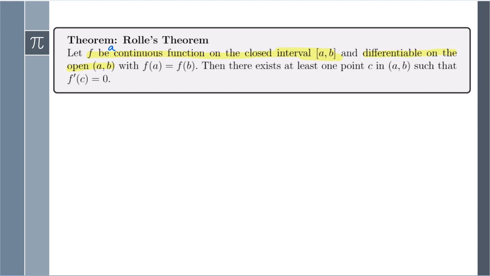And the third condition is f(a) equals f(b), which means the value of the function at a equals the value of the function at b, or the height of the function at a equals the height at b. Now, if all three conditions are satisfied, then there exists at least one point c in the open interval (a, b), meaning there must be an x value between a and b such that the derivative at c equals 0.